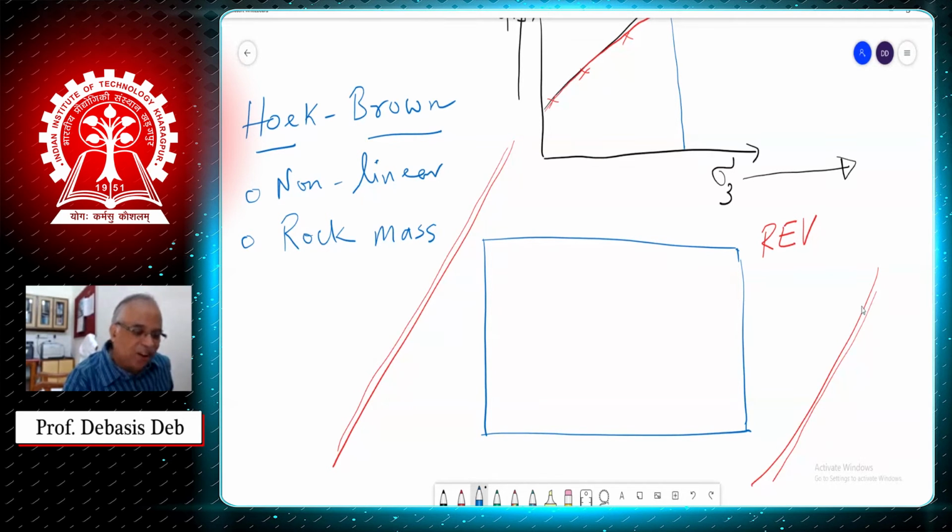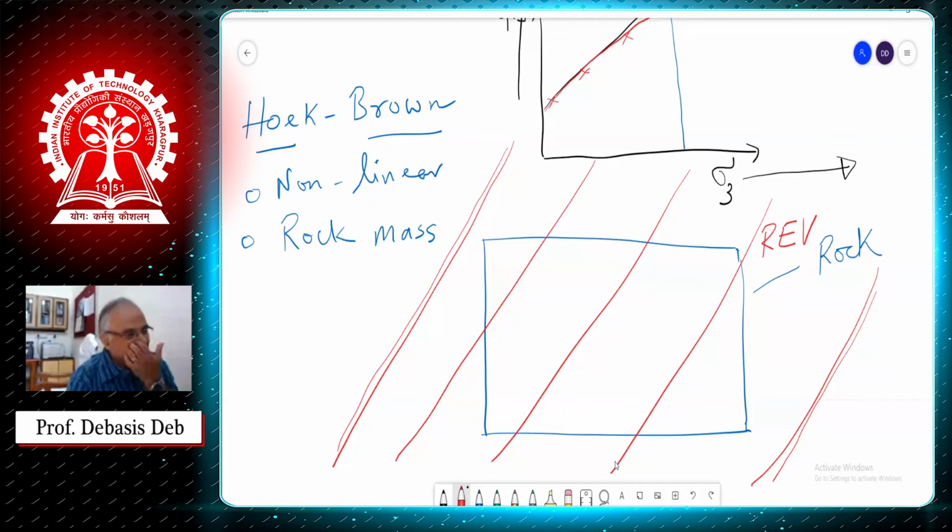Okay. Now this we will call rock. Now let's say I have like this. Now it is rock or rock mass? This blue color rectangular area. I thought there are some students out there. What is there?